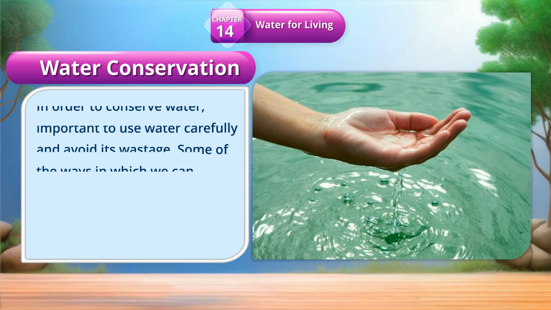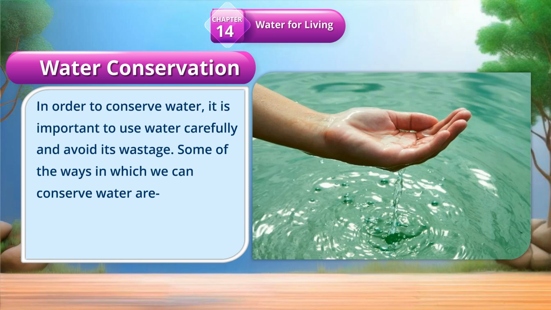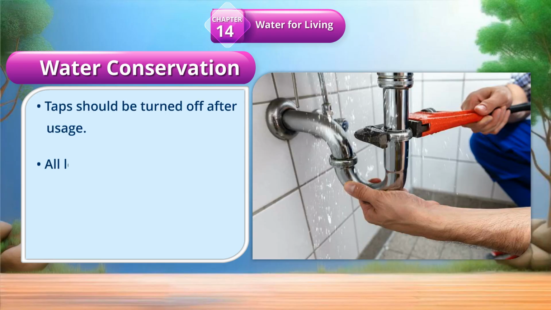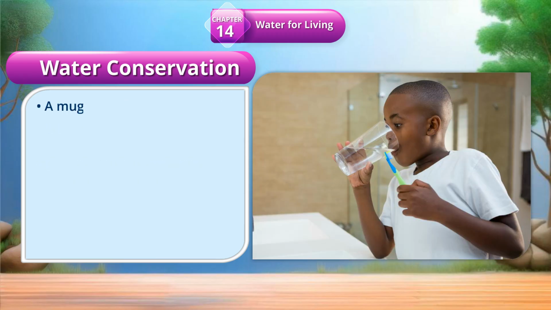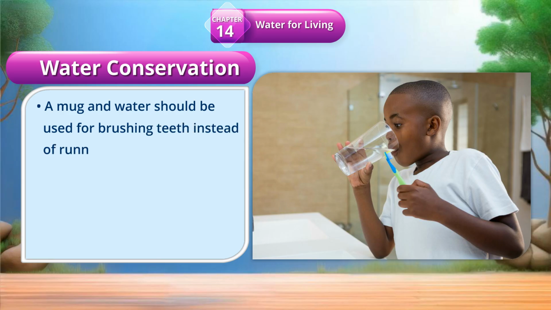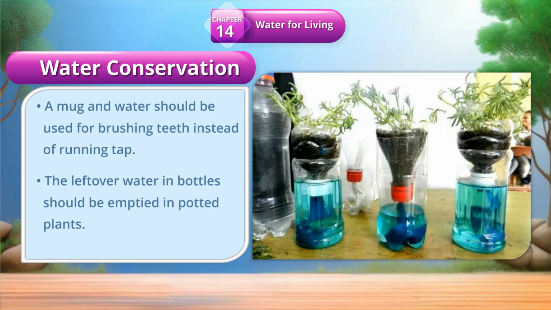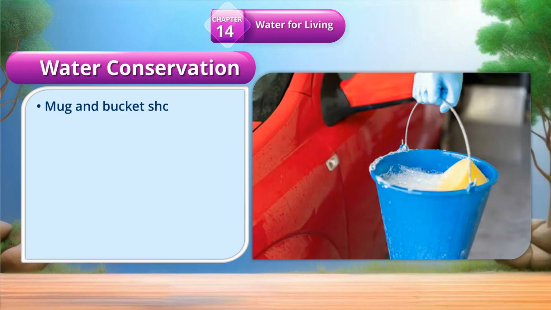Some of the ways in which we can conserve water are: Taps should be turned off after usage. All leaking pipes and taps should be mended. A mug and water should be used for brushing teeth instead of a running tap. The leftover water in bottles should be emptied in potted plants. A mug and bucket should be used for cleaning a car instead of a hose pipe.